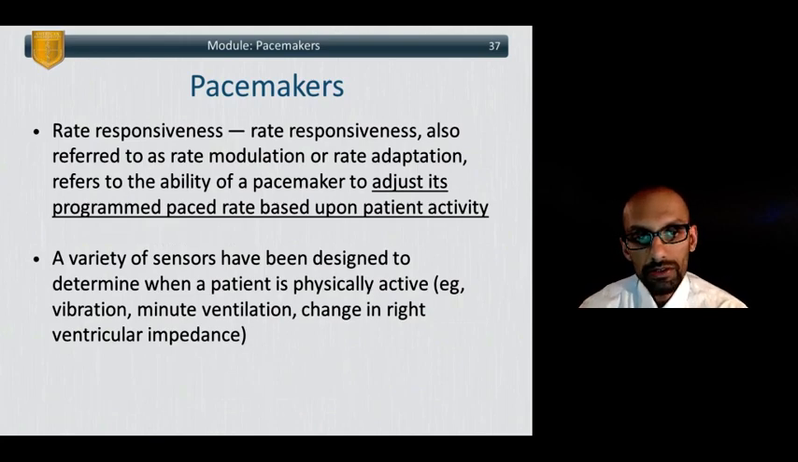Now, there's other letters involved, other positions involved. Rate responsiveness, otherwise known as rate modulation or rate adaptation, refers to the ability of a pacemaker to adjust its programmed pace rate based upon patient activity. So it can track oxygen consumption, CO2 production, things like that, to ramp up the paced heart rate if need be, if the patient happens to be exercising, whatever.